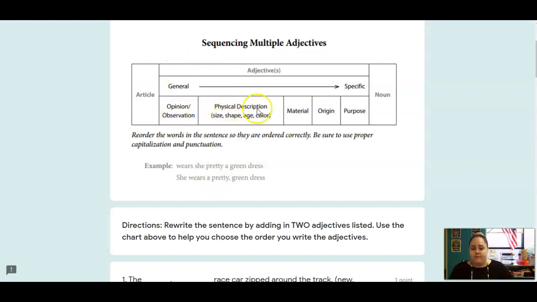Then we have physical description. So the size, the shape, the age, the color. So that is where green went, because green is a physical description. It's a color. Then we're going to do any material. So if it tells you it's plastic or cotton or wool. Then the origin, so where it's from. Is it American? Is it European? Is it Canadian? And then the purpose. What is it used for? Is it an informational book?